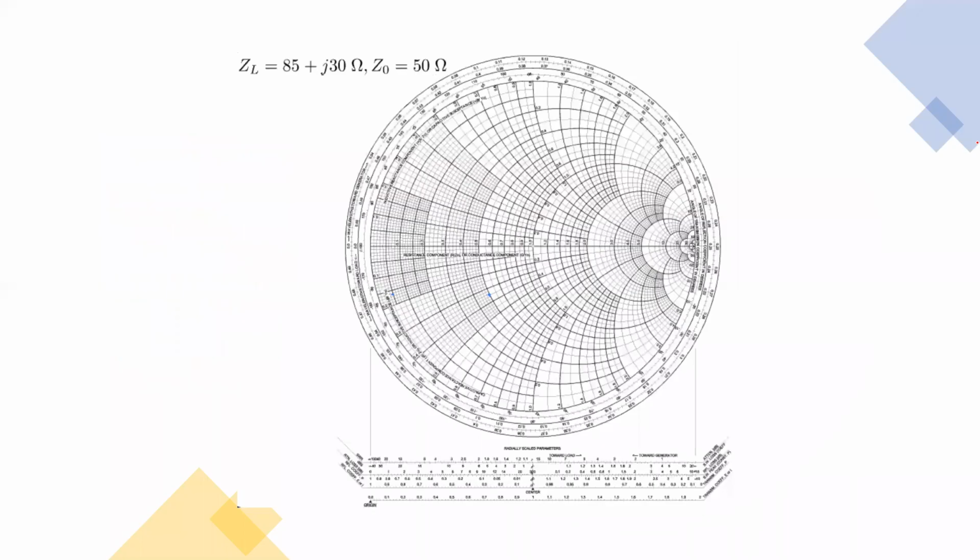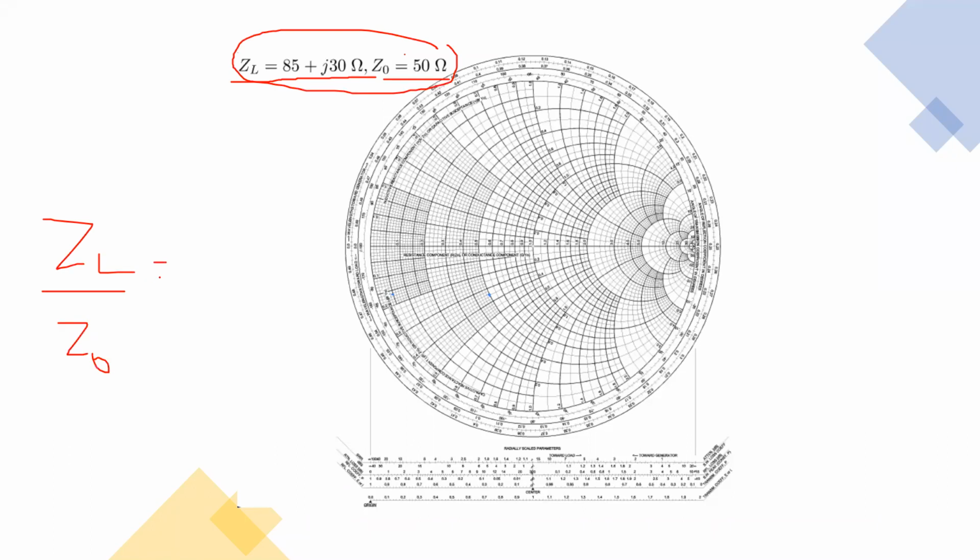Then apart from this, the one example we had just shown over here, wherein you have ZL is equal to 85 plus j30 ohm and Z naught is equal to 50 ohm. So you need to plot ZL on this graph. If you have to do that, the first thing you do is normalize ZL by taking ZL by Z naught. So it will be 85 by 50 plus j 30 by 50.